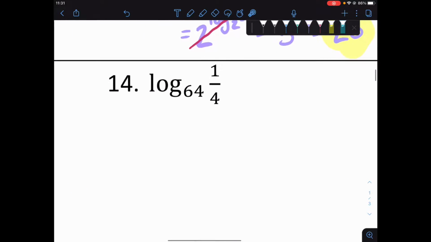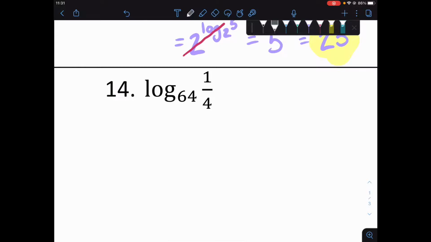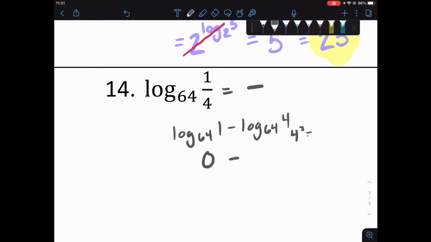All right, number 14. So we know it's going to be negative because we're going to have that log base 64 of 1 minus log base 64 of 4. And so we've got 0 minus. How are 4 and 64 related? Well, 4 cubed is 64, but remember that is backwards from what we wanted, right? 64 to what power is 4? Remember backwards is 1 over 3, so this is going to be negative 1/3.